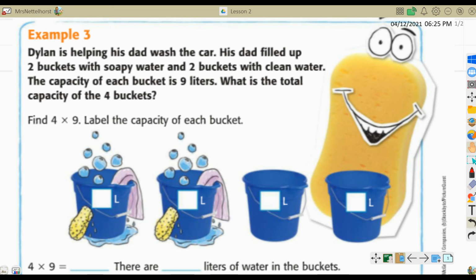Dylan is helping his dad wash the car. His dad filled up 2 buckets with soapy water and 2 buckets with clean water.